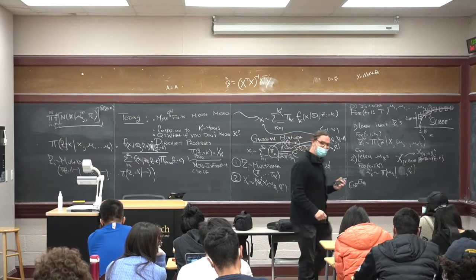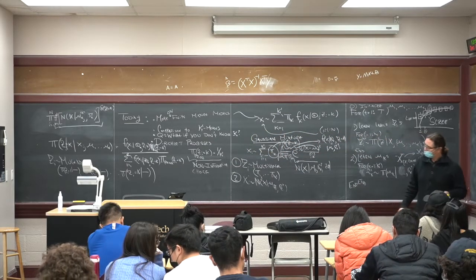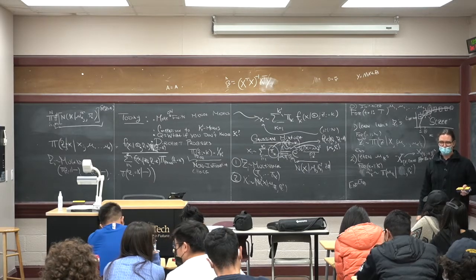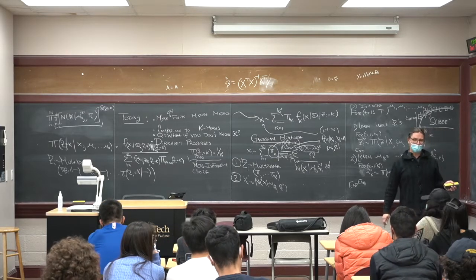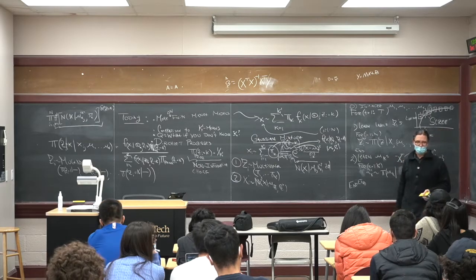The posterior distribution of those labels. Okay. So these are just labels. They're arbitrary labels. We call them 1, 2, 3, 4. But the ordering doesn't make any difference.